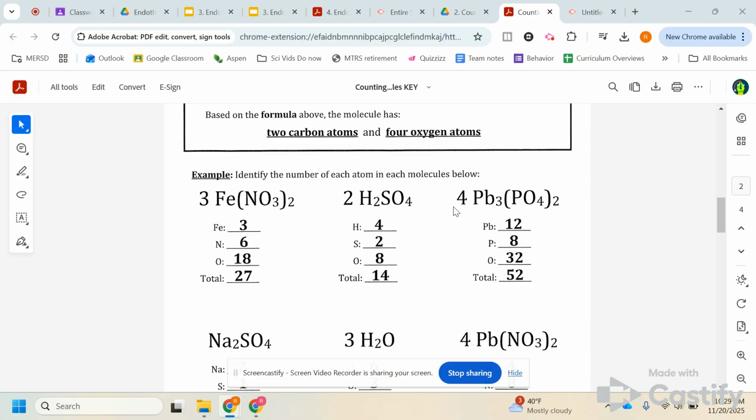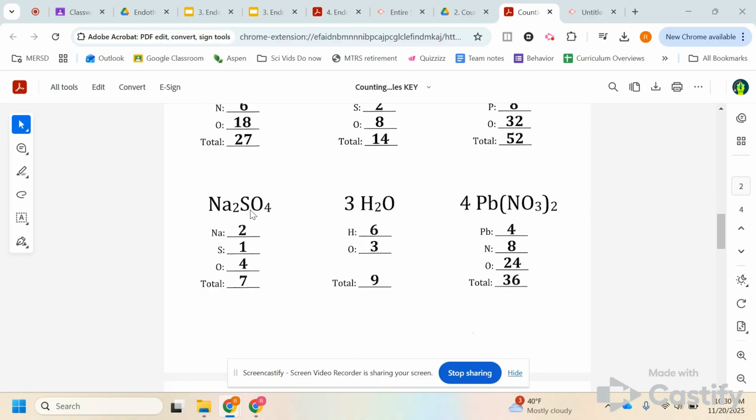We have 4 molecules, 1, 2, 3 elements, and then we can tell that we've got this 8 oxygens times 4 makes 32. We've got 2 phosphoruses times 4 makes 8. We've got 3 leads times 4 makes 12. 1, 2, 3 elements. There's no number here, so that's 1 molecule. And then we can count. We've got 2, 1, and 4 atoms. 3 molecules, 2 elements, for a total of 9 atoms.